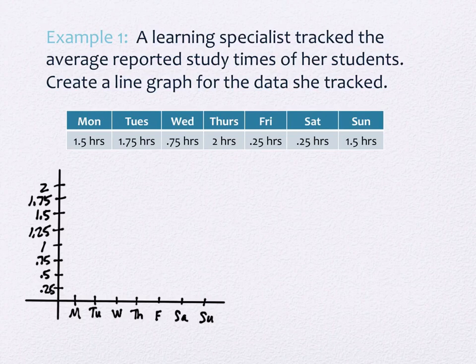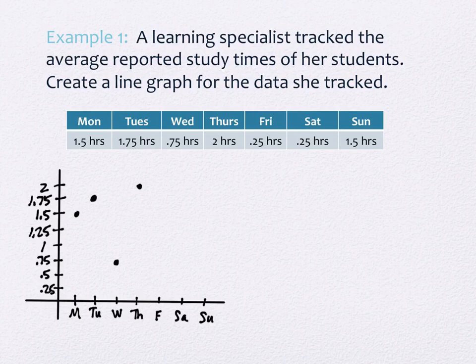Okay, so we're going to do our best to be in the right row and column for our dots. Okay, so try for accuracy in what you're doing. I will do my best to do so as well. So on Monday, we have 1.5 hours. So we're at a height of about right here on Monday. Tuesday is 1.75. So we're slightly higher, about right there on Tuesday. Wednesday is 0.75, probably because they went to church. Thursday is 2 hours. So Thursday, 2 hours, undoubtedly studying for Friday tests.